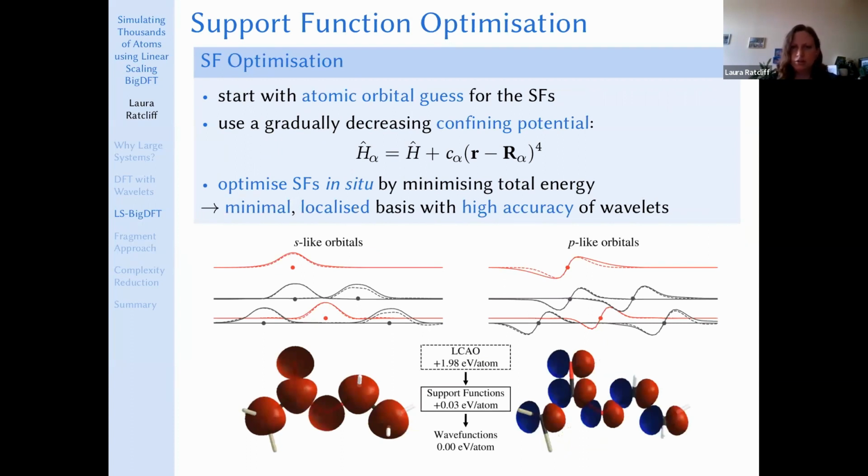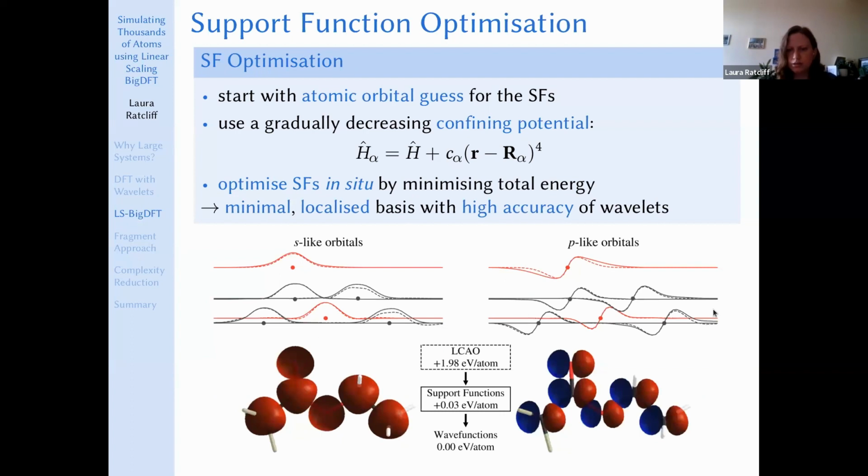So we start with an atomic orbital guess for the support functions. As I mentioned, these are numerical functions. So we start by expressing atomic orbitals in the wavelet basis set. And then we impose a confining potential. So this quartic confining potential that we add to the Hamiltonian. And then we optimize the support functions by minimizing the total energy with respect to their numerical form.